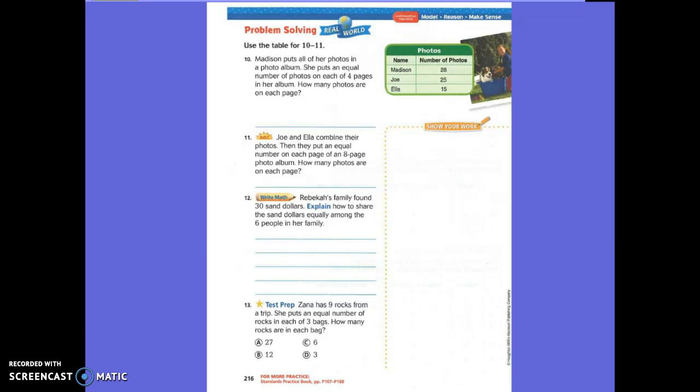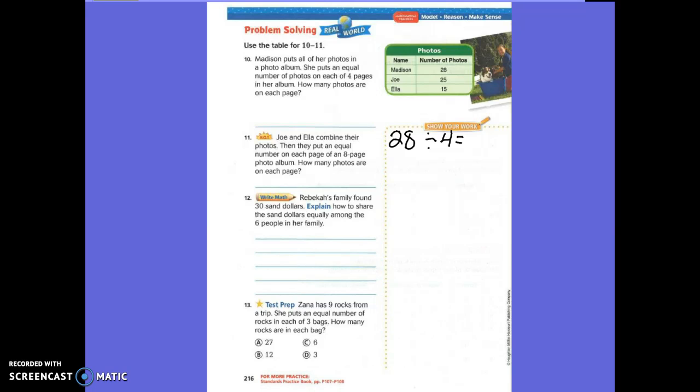Madison has 28 photos. Does that sound like the big number that we're going to be using? Yes, it does. That is your dividend. 28 is your big number, divided by how many equal groups? We're going to call them 28 counters instead of photos for right now, because that's what we've been talking about. How many equal groups am I going to have, Aubrey? 4, because that was the other number. So that is my divisor. Got 28 divided by 4.